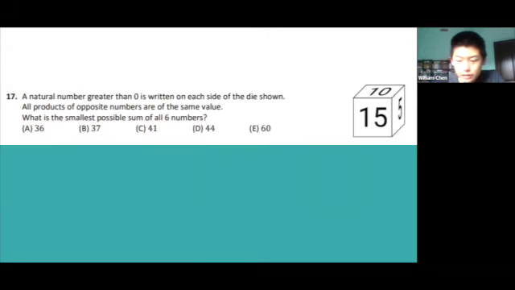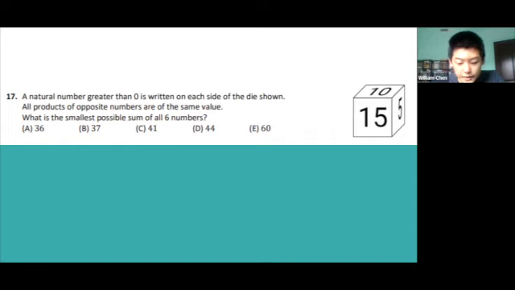Now let's do some actual math kangaroo problems. A natural number greater than 0 is written on each side of the die shown. All products of opposite numbers are of the same value. What is the smallest possible sum of all 6 numbers?